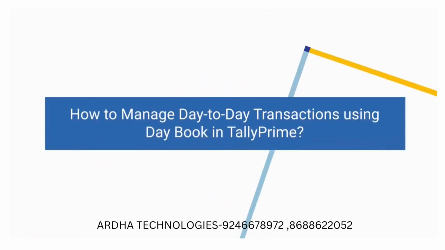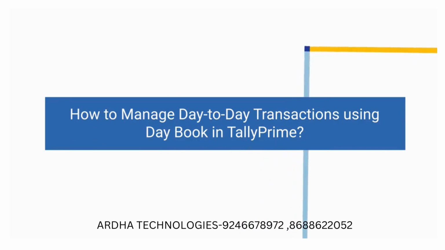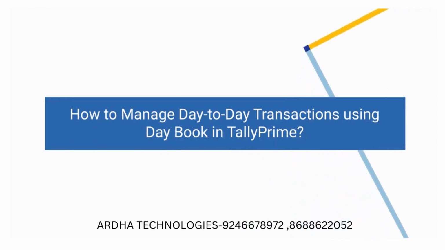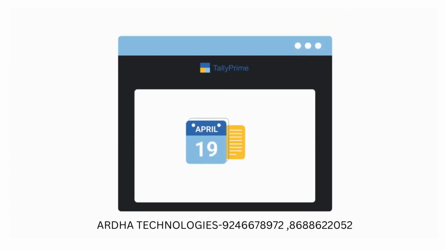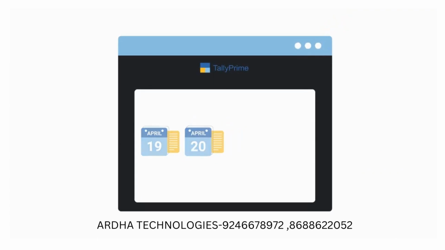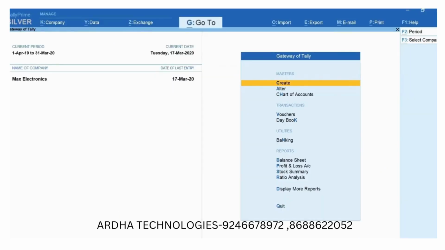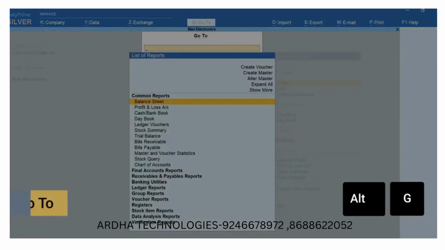In this session, you'll learn about daybook and things you can do for managing day-to-day business transactions. By listing all the transactions made in a day, daybook helps you to stay on top of your financial activities. To view daybook, press Alt plus G for GoTo.